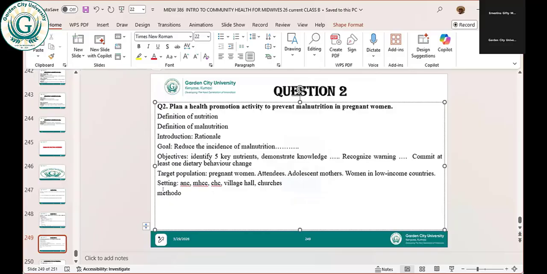What are you writing? Methodology is not the same as activity. So which one are you writing? Sister, please, methodology.